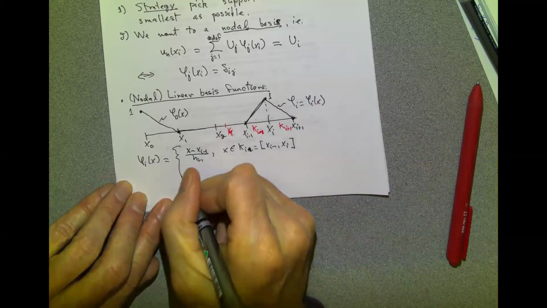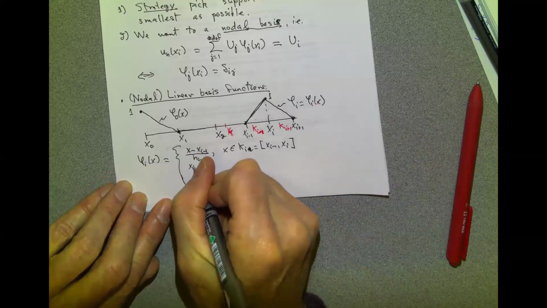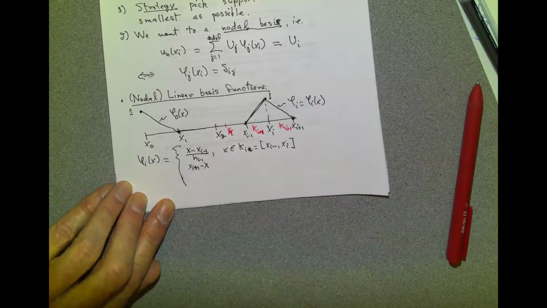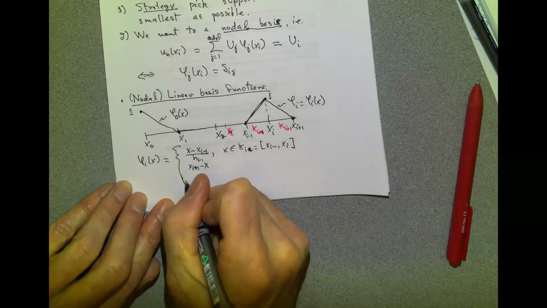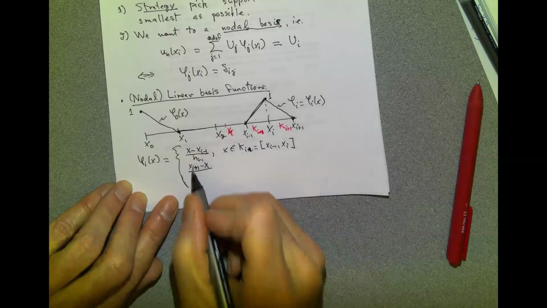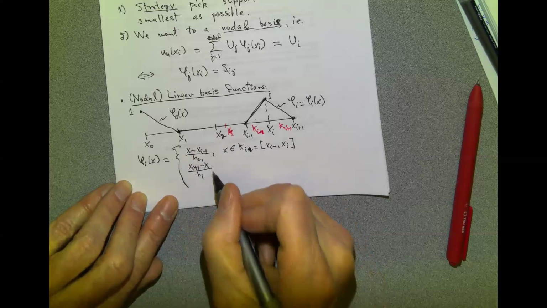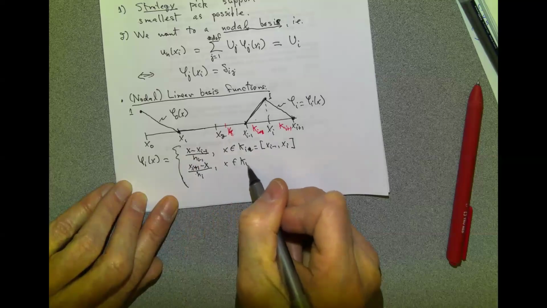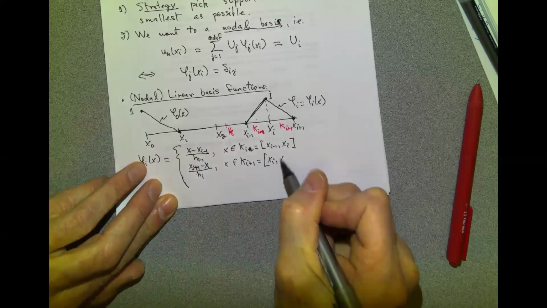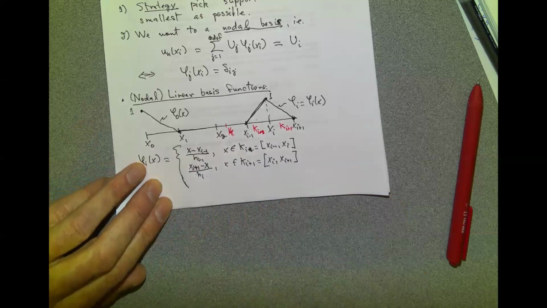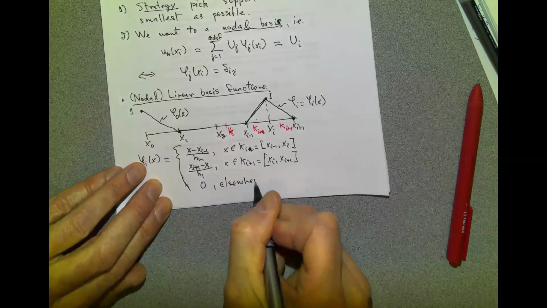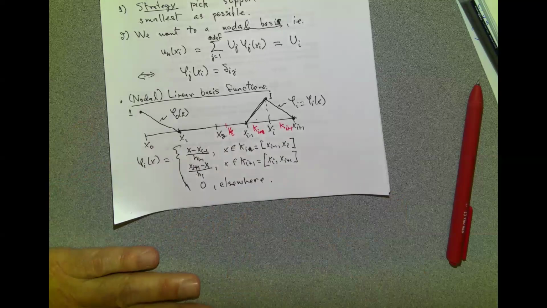So it's going to be xi plus 1 minus x, and this thing takes the value 0 at xi plus 1, and then I need to divide by hi to get the value 1 on the element ki plus 1. That goes from xi to xi plus 1, like that. And then it's 0 elsewhere. And I have the basis function.